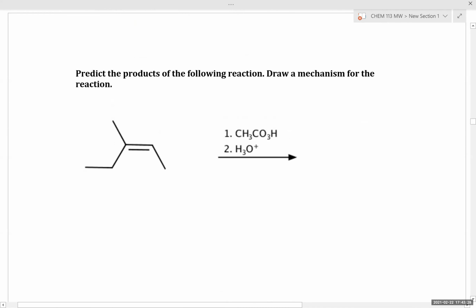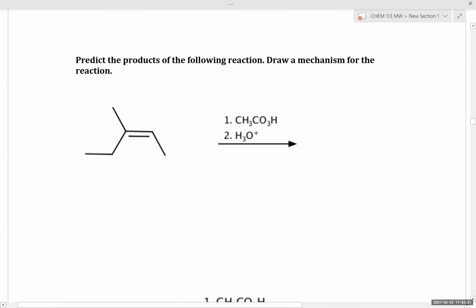And I'd like us to, for this first example, predict the products of the following reaction and draw a mechanism for the reaction. So we have the following two-step conditions. This is a typical two-step reaction sequence. And I'd like us to identify the mechanism for this reaction and predict the products for this reaction. This is a two-step process. So you may want to draw the mechanism for step 1, followed by the mechanism for step 2.